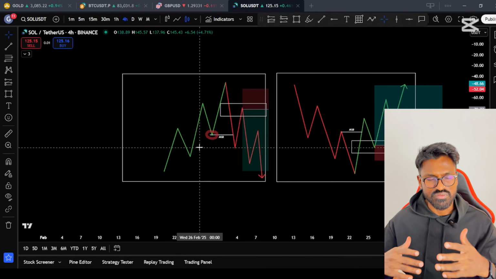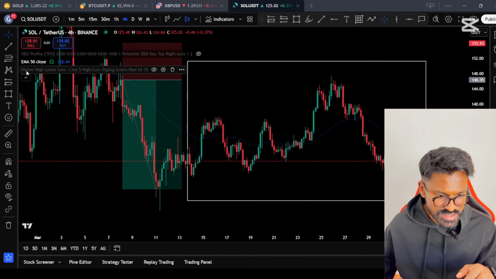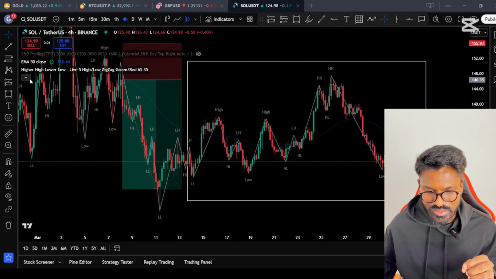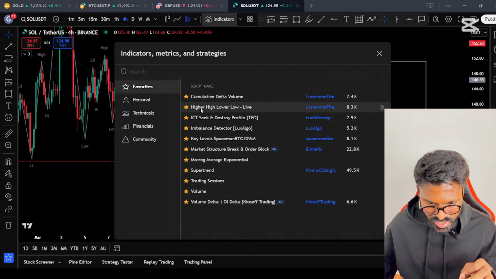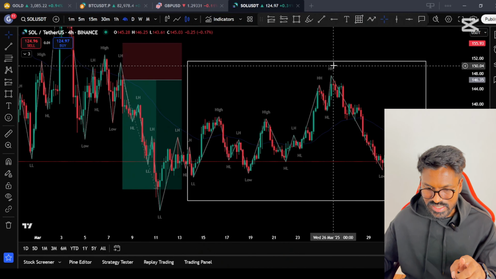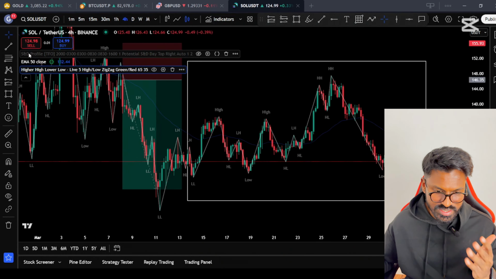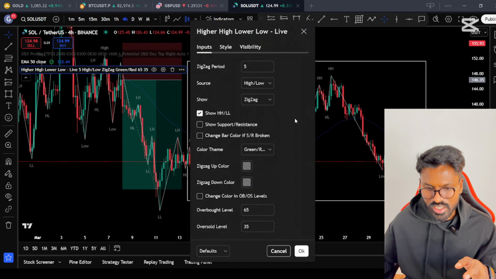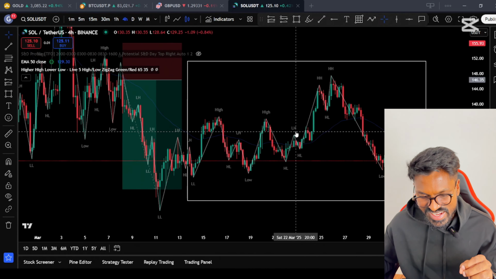This is just for me to share with you guys basic market structure. But this is the indicator, guys: Higher High, Lower Low. I will show you the indicator. This is the one, Higher High, Lower Low, live. If you use this one, you might see different colors and all. This is because I personally have customized my settings. If you guys want to follow, these are my settings. It even tags for you.